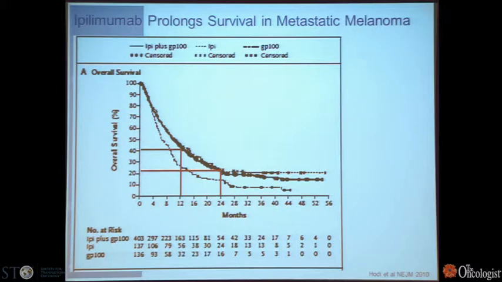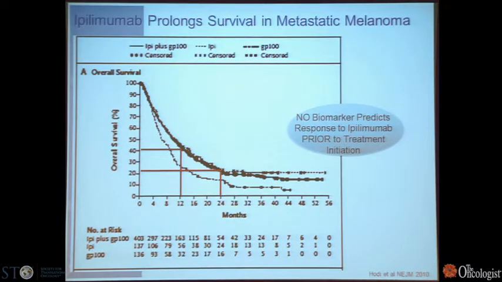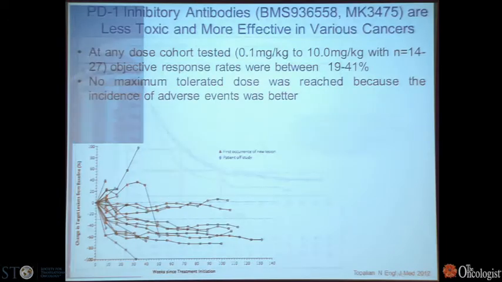I don't have time to go into details, but this is the exact same Kaplan-Meier curve that you get with high-dose bolus interleukin-2. Unfortunately, there were not any biomarkers that can help you predict the response to ipilimumab. So right now, this drug is available to everybody who has melanoma, irrespective of the B-RAF mutation.